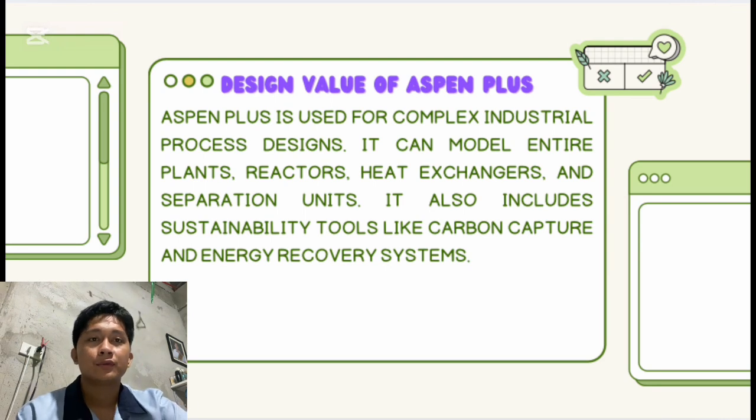To wrap things up, when it comes to design, Aspen Plus is perfect for bigger or more complicated projects. For example, in a real industrial plant, you can have different units like reactors and heat exchangers. Aspen Plus can simulate all of them together. It also has special features for sustainability, which help industries reduce their carbon emissions and recover energy, making their operations more environmentally friendly.